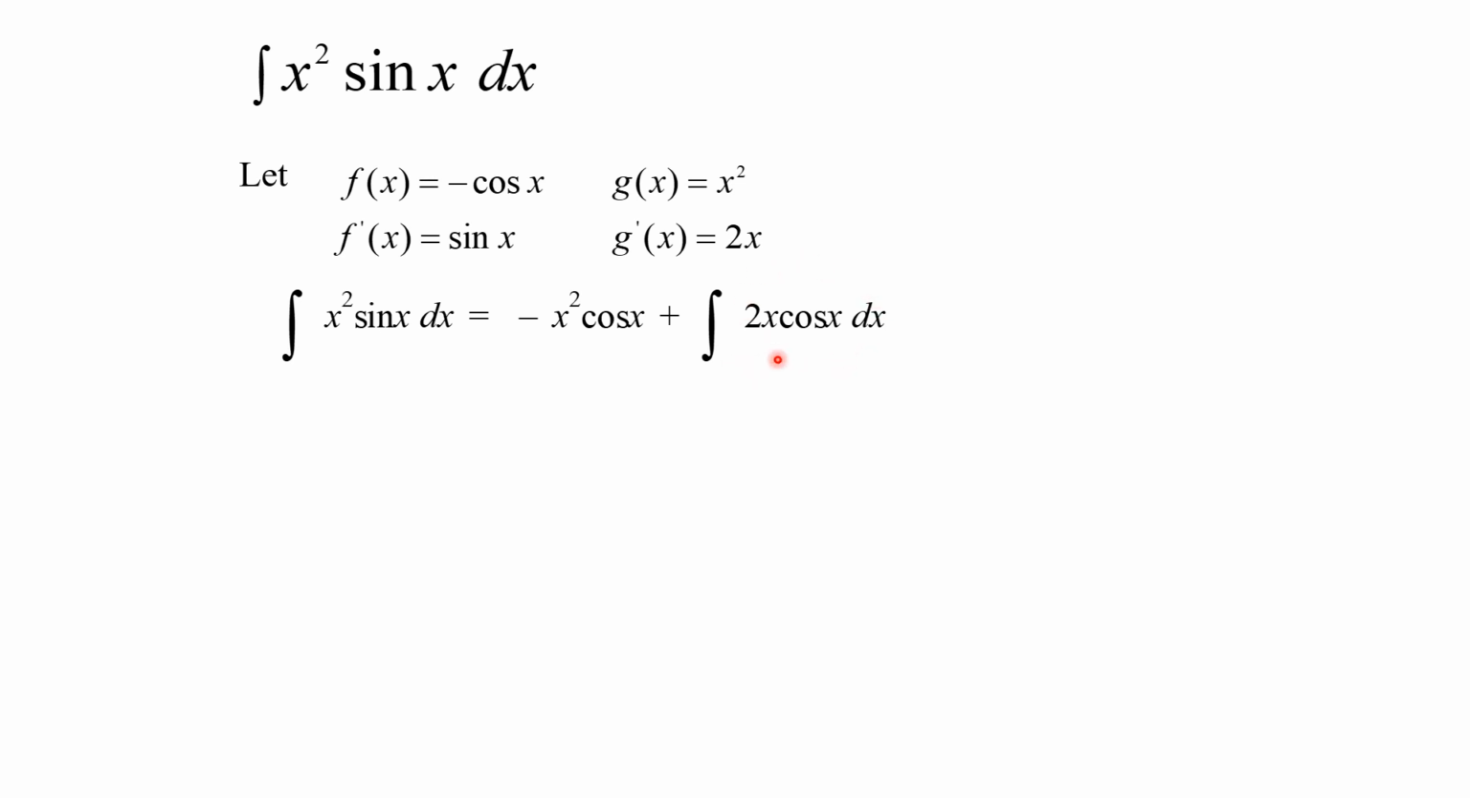Therefore, a second layer of integration by parts is required here. So you continue. Based on this, obviously, you will choose your g x as 2x, and your cos x will be your f prime x.